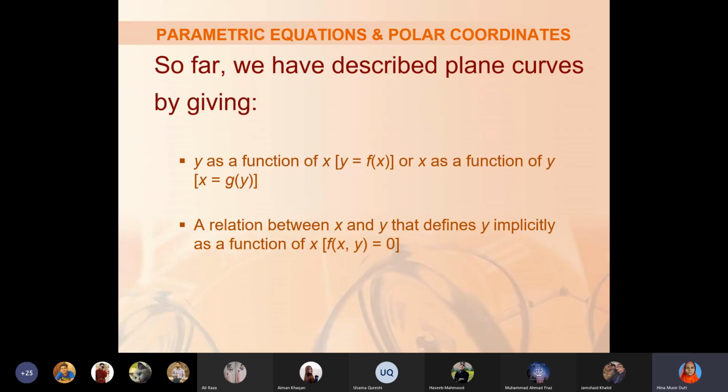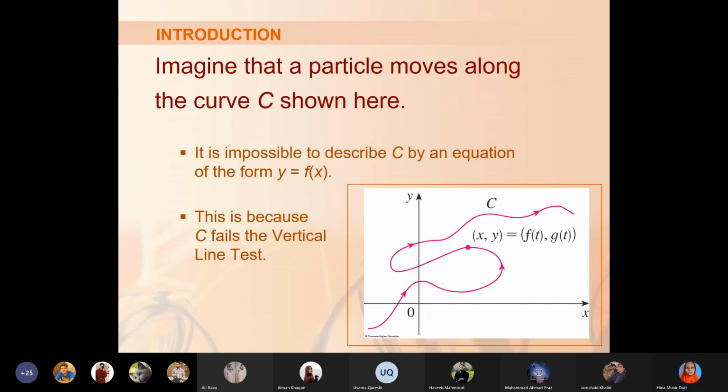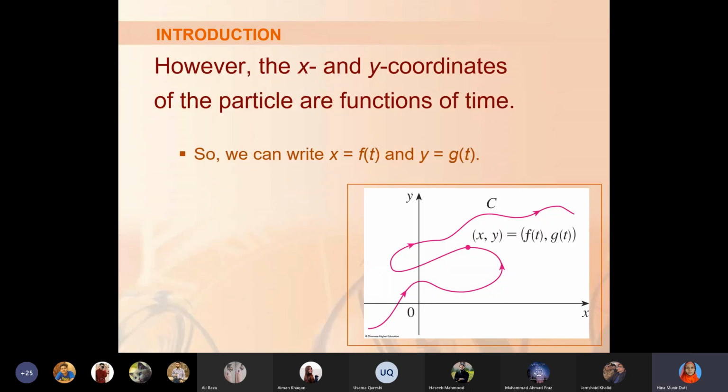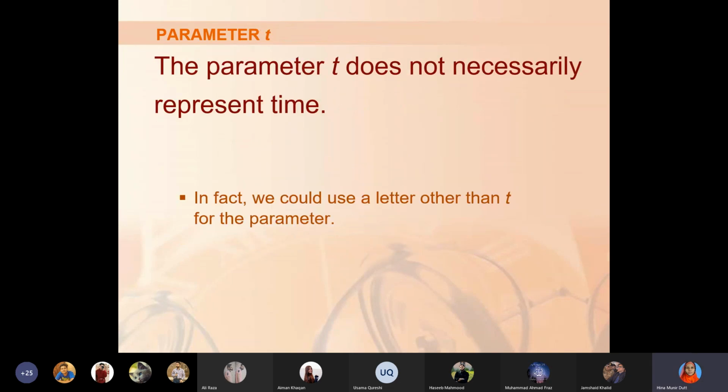For some reasons it's impossible to represent y as a function of x or x as a function of y, or implicitly as a function of x and y. So we represent x and y in terms of a third variable, which is called a parameter, t, and call these equations parametric equations, and the curve which is plotted by taking different values of t is called a parametric curve.